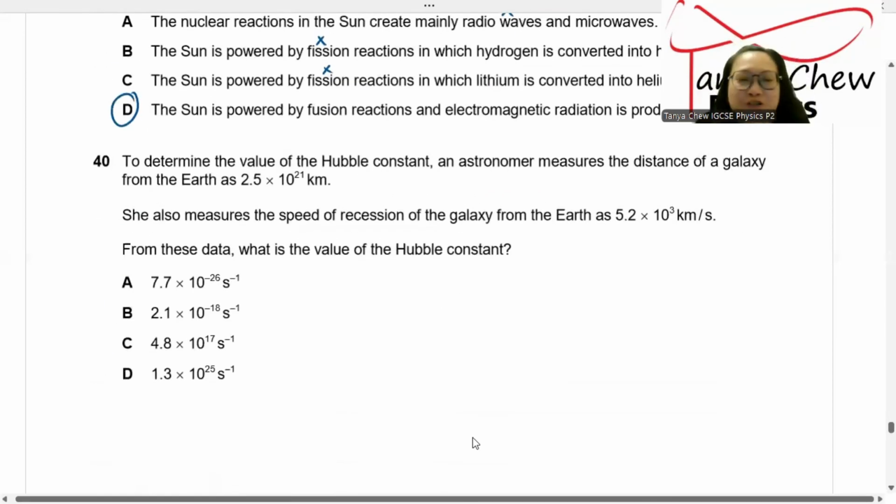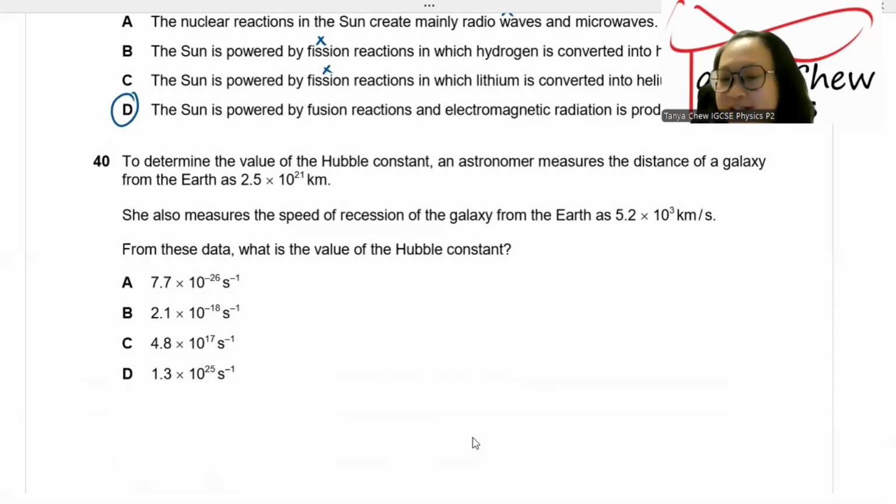Number 40, the last question. To determine the value of the Hubble constant, an astronomer measures the distance of a galaxy from Earth as 2.5 times 10 to the power 21 kilometers. She also measures the speed of recession of the galaxy, recession meaning the speed of galaxies getting away from the Earth, as 5.2 times 10 to the power 3 kilometers per second. From these data, what is the value of the Hubble constant?